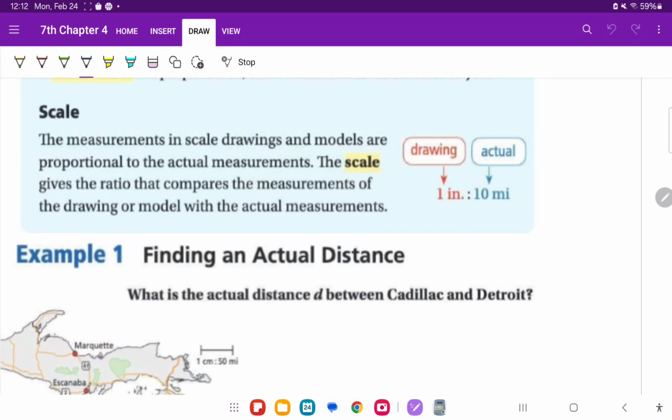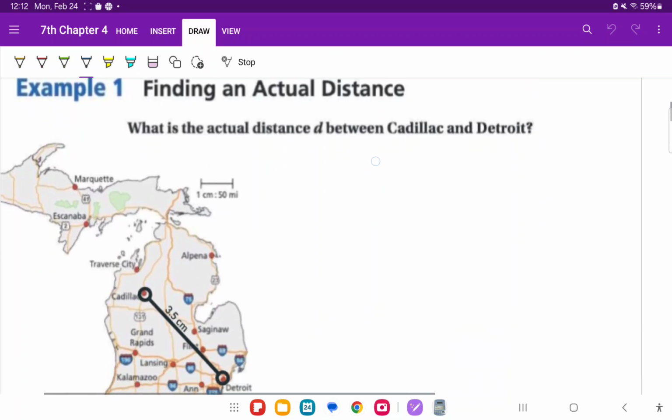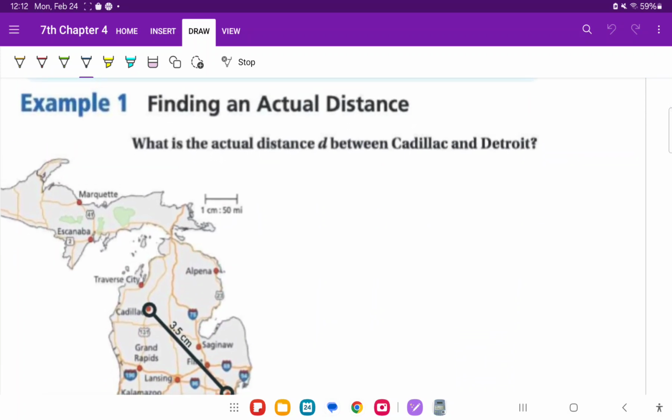So you do scale drawings with like toy cars or some action figures. Talk about scale drawings, how much it is compared to the actual size. Okay, so those are very common things that you'll use scale drawings for. Okay, so let's look at example 1. Find the actual distance.